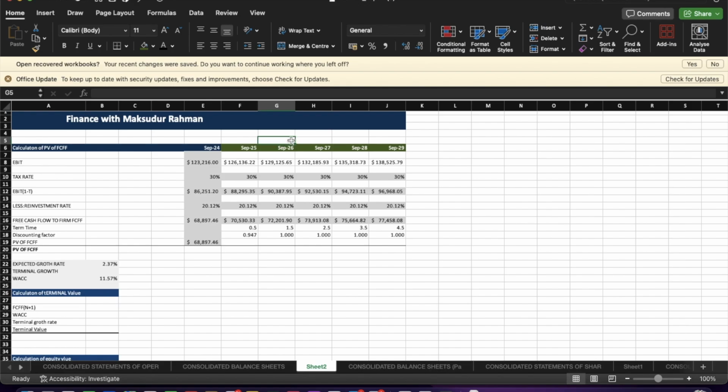I've just labeled it green, so it would be easier to analyze which years I'm going to forecast for my DCF model, and the blue one is the actual one, for September 2024.